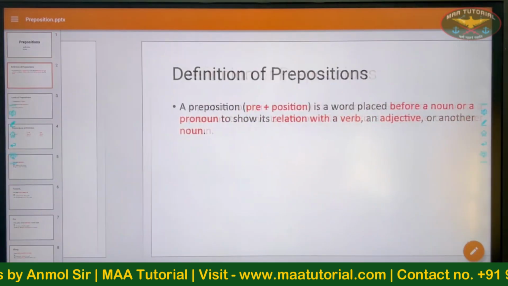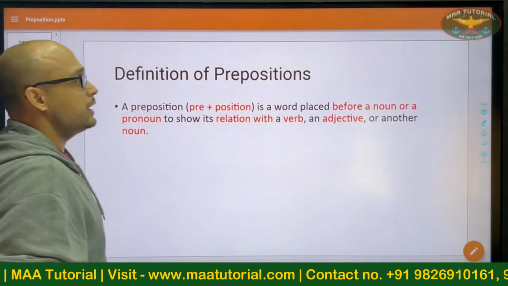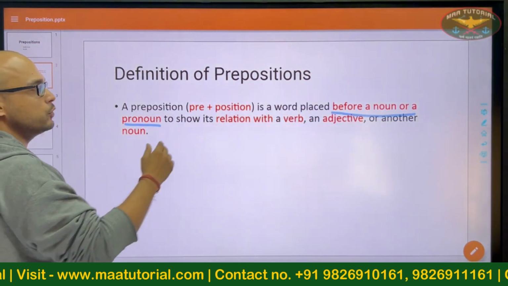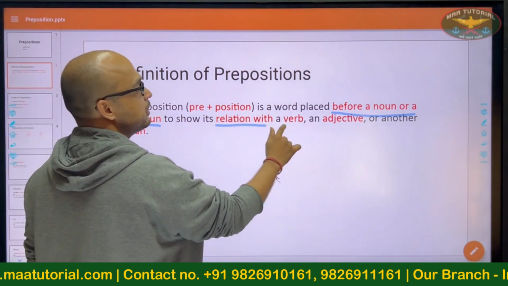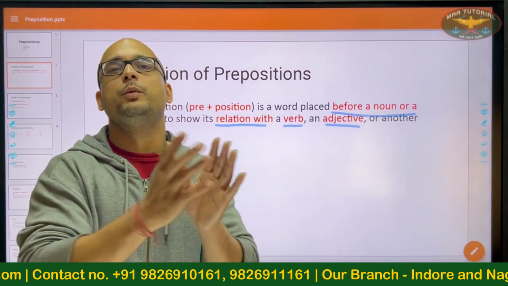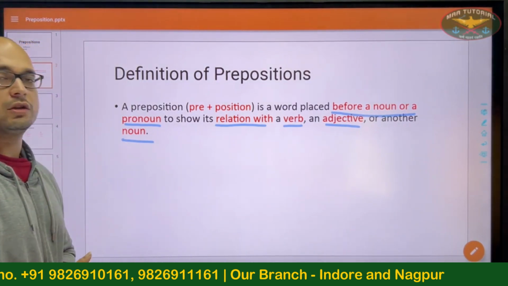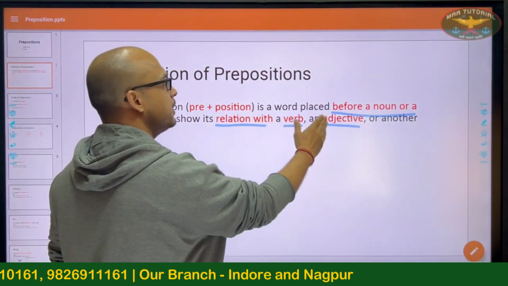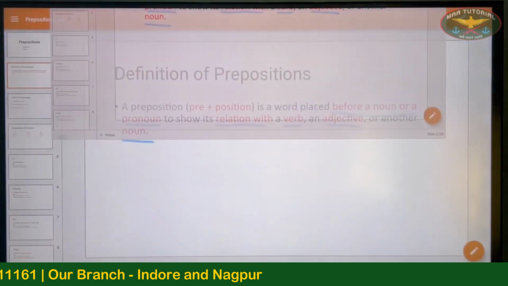Prepositions, starting with the definition. A preposition, made up of two words, pre and position, is a word placed before a noun or a pronoun. That is why it is called preposition, before the position of a noun or a pronoun, to show its relation with a verb, adjective or another noun. So prepositions show the relationship between a noun or a pronoun with another verb, adjective or noun or pronoun. We are going to see some examples of this. You would be able to understand.